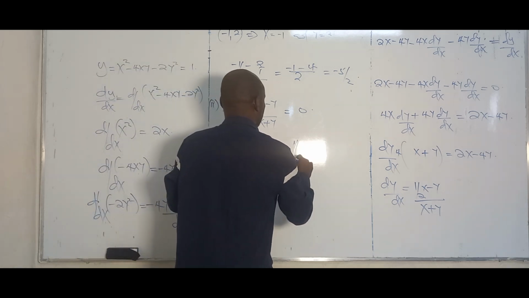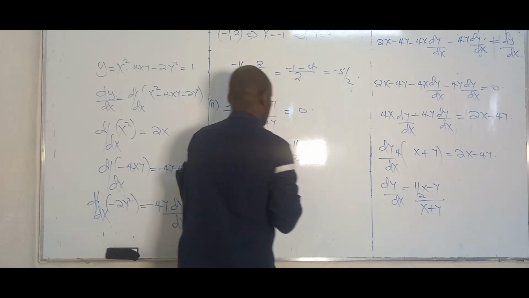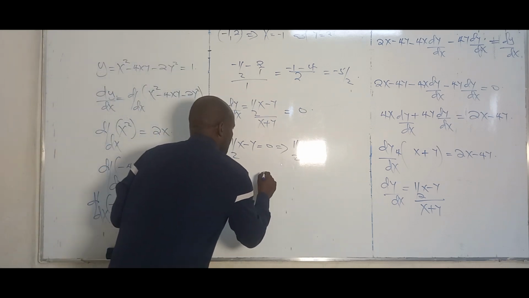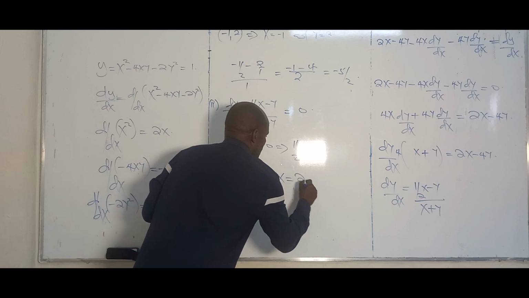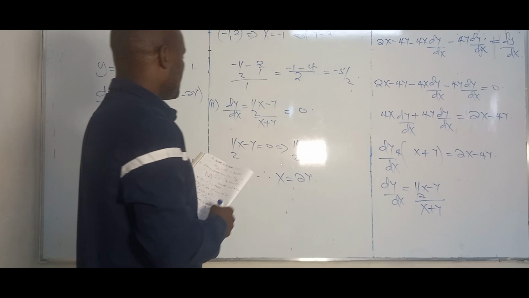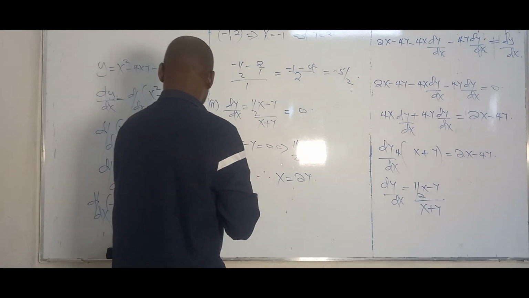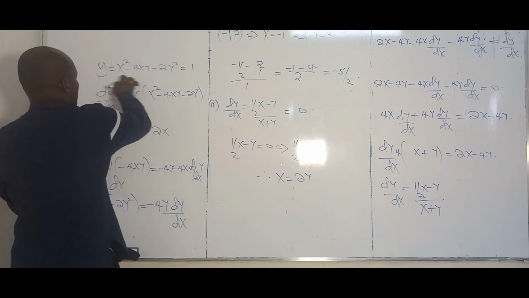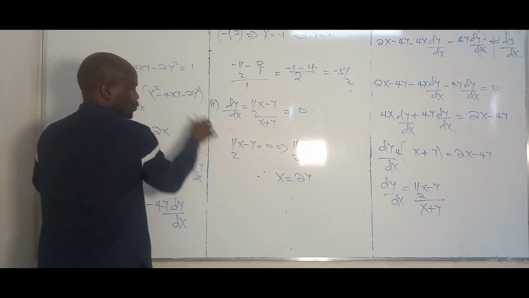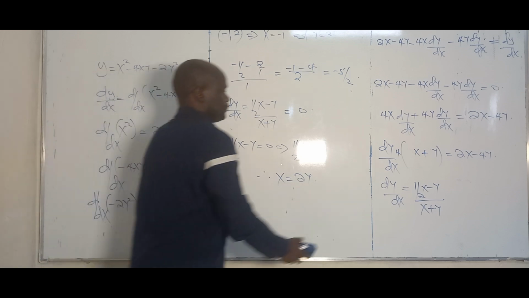implying that half x is equal to y. And this is x is equal to 2y. So if x is equal to 2y, let's substitute x is equal to 2y in the original function, which is this. The original function, which is this. So I rub that.